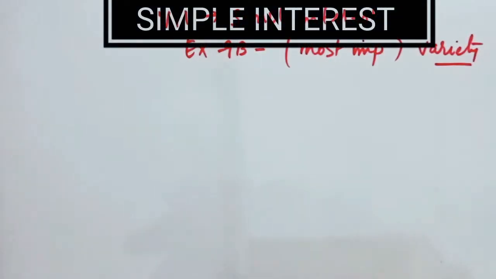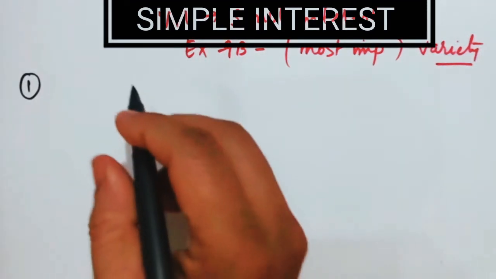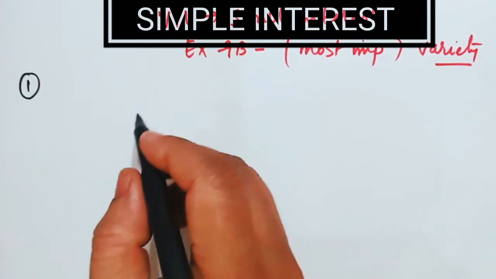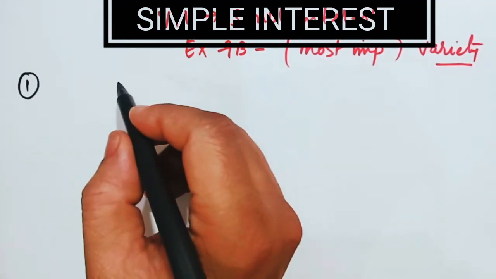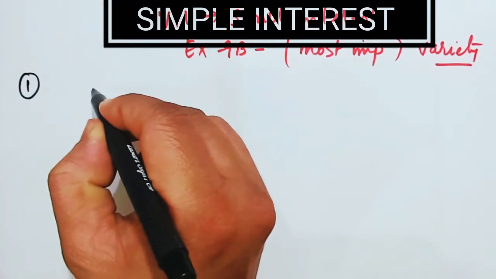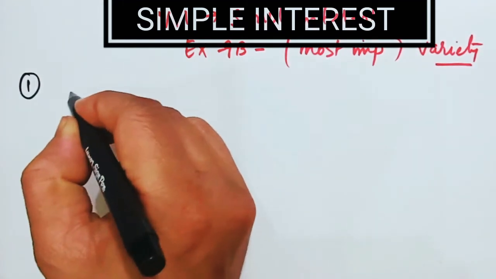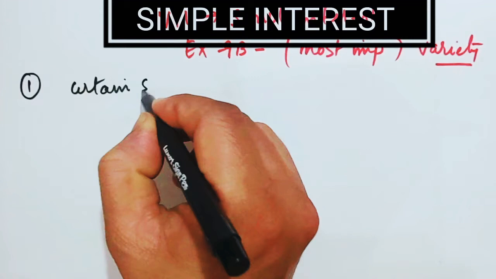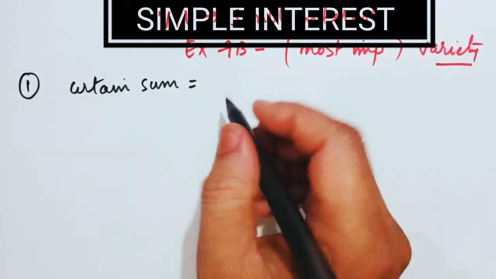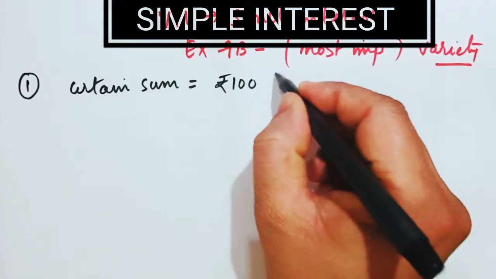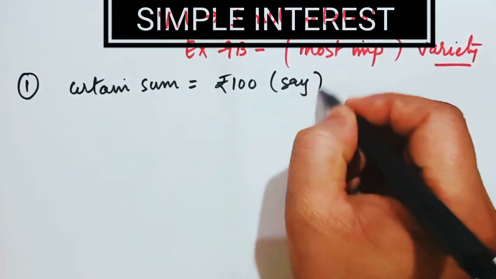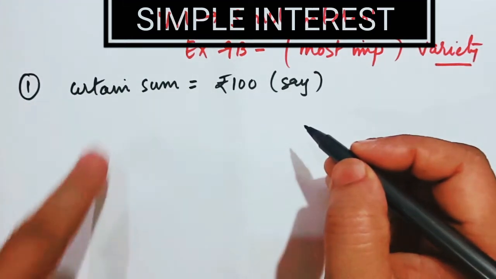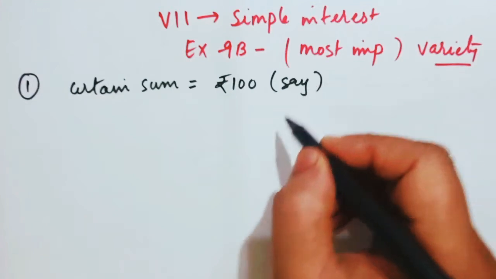Number 1. In number 1, what we have? The interest on a certain sum of money is 0.24 times of itself. So, do you know the principal? So here, let the certain sum be rupees 100. Why have I taken this as rupees 100? Because actually we do not need this particular amount of the principal. So certain sum is equal to rupees 100.